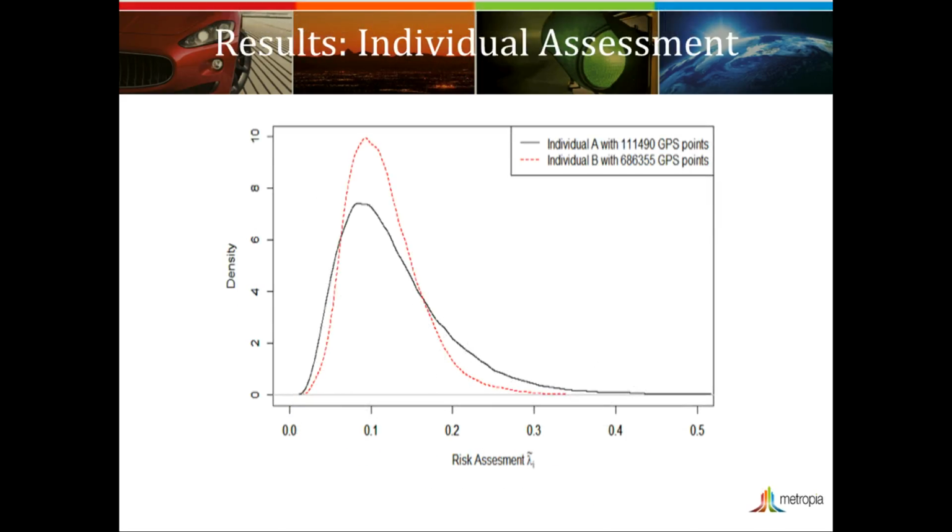We also compare the risk density functions of two individuals with similar profiles and identical crash histories, but different data sizes. An illustration of risk analysis control utilizing distributions instead of mean values is demonstrated in the figure. The black curve stands for individual A with 111,490 GPS observations, and the red curve stands for individual B with 686,355 GPS observations. The estimated average risks for these two individuals are very close to each other.